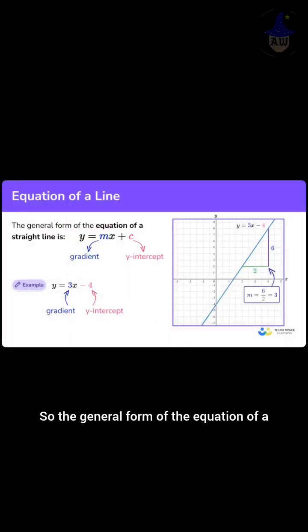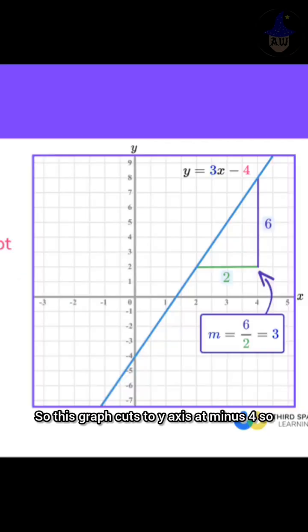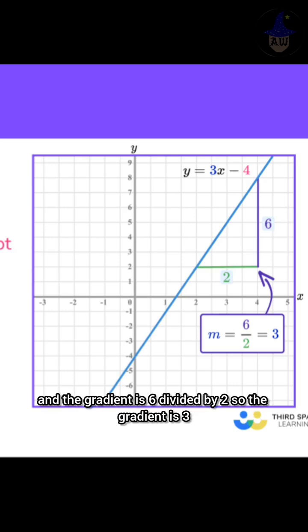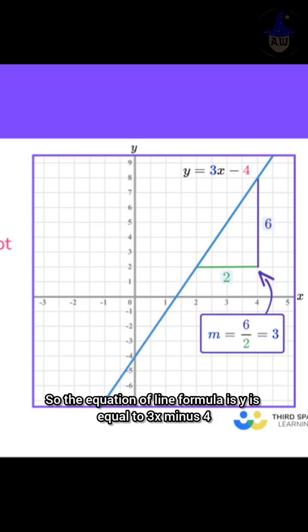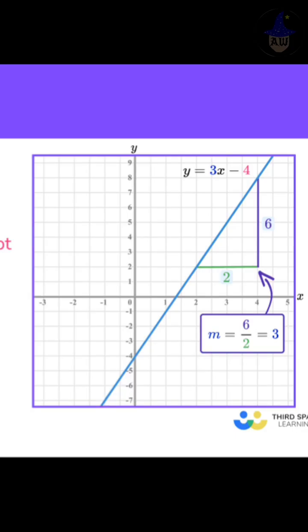Now this is the equation of a line formula. So the general form of the equation of a straight line is y is equal to mx plus c, where m is the gradient and c is the y-intercept. So this graph cuts the y-axis at -4, so the y-intercept is equal to -4, and the gradient is 6 divided by 2, so the gradient is 3. So the equation of line formula is y is equal to 3x minus 4.